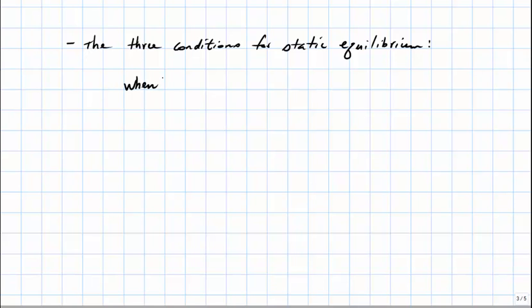When an object's state of motion is static, let's recall what static means. Of course, static means that the object is either not moving or it's moving with constant velocity. In other words, it cannot experience acceleration.